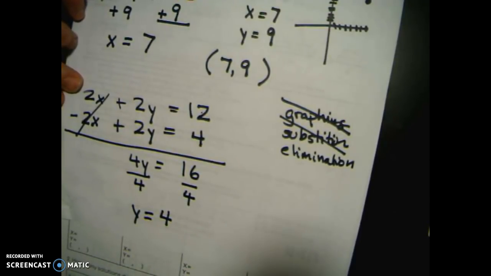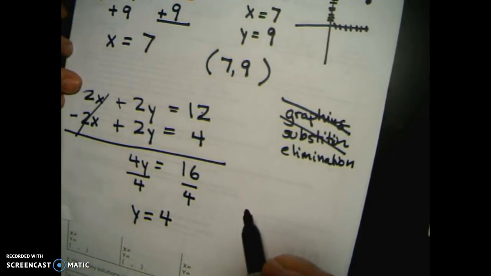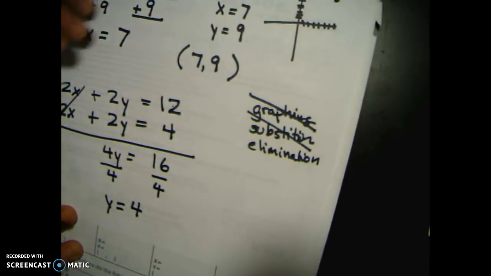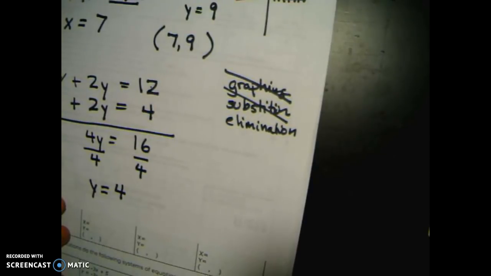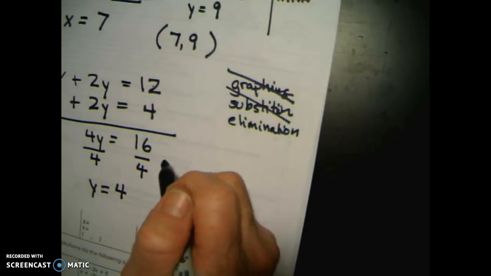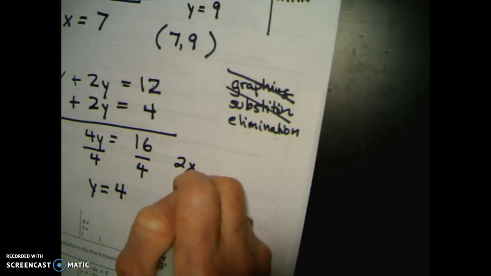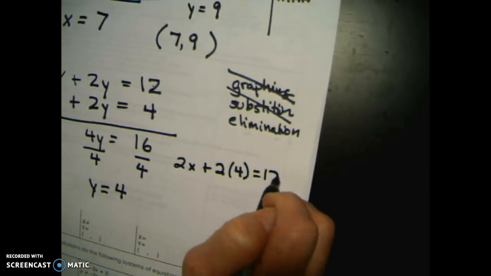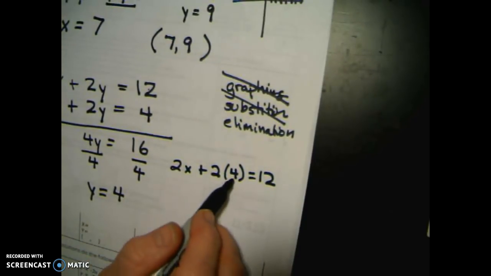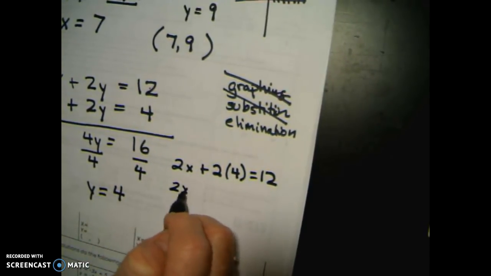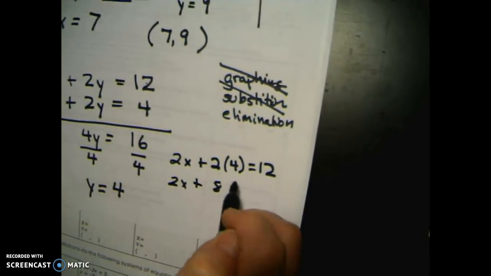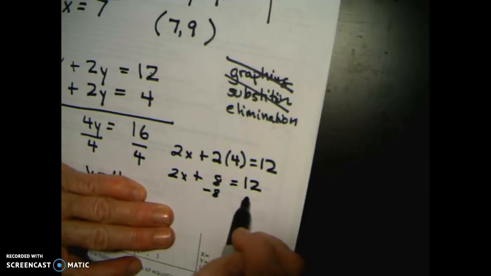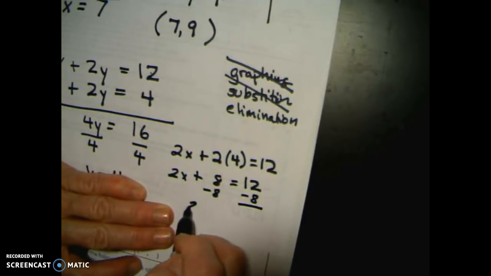Okay, so I found just one of my points. In order to find a solution, I need both points. So right over here on my scratch paper, I'm going to substitute that 4 in either one of the equations. So 2x plus 2 times 4 equals 12. And again, I just took the 4 and substituted in for y. 2x plus 8 equals 12. I'm going to get rid of my 8 by subtracting it on both sides.